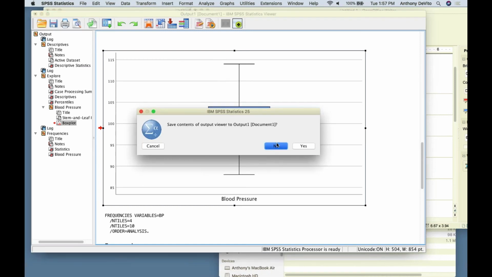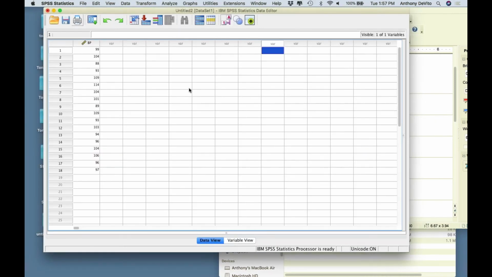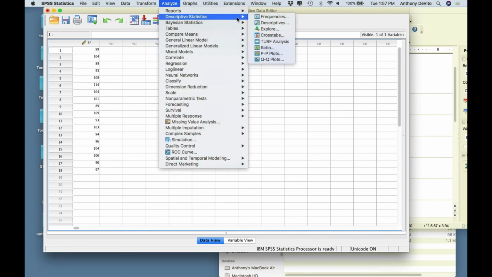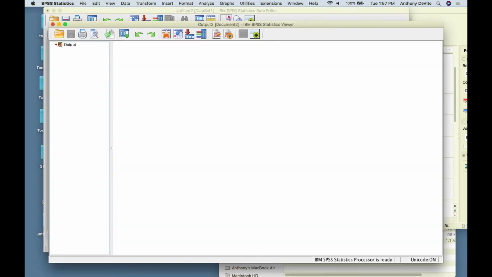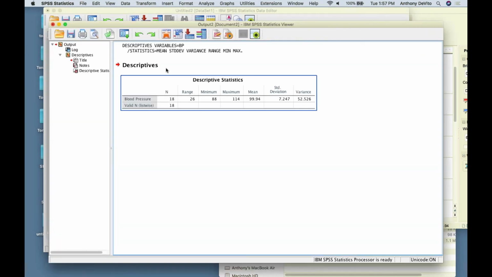Okay, I'm not going to save that. Let me do this again. Analyze. Let me do a quick thing here. Okay. I just wanted to get in, I closed the output window. I wanted to get a new output window.